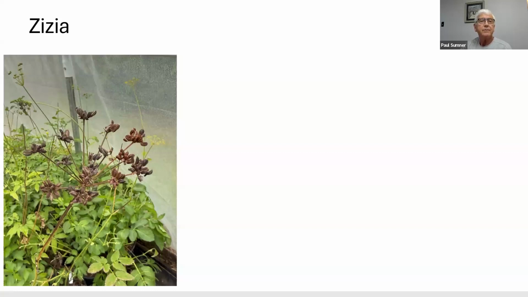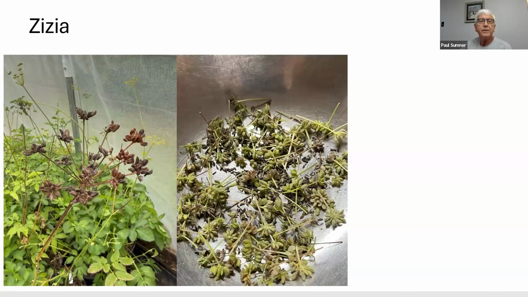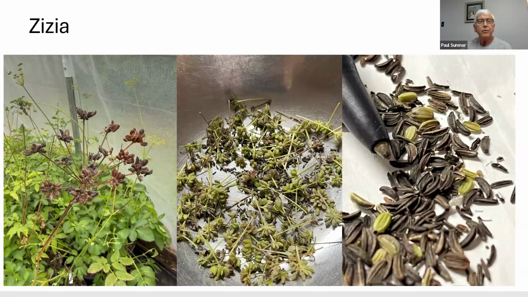Zizia. Whenever you process it, this is where I had harvested some seed, and I had taken all the stems out of it, and then I shook them and got out the seed. And one thing about Zizia is if you wait too late on those, they'll fall off onto the ground, and you'll lose them. So you want to go ahead and harvest them as quickly as possible once they turn brown.